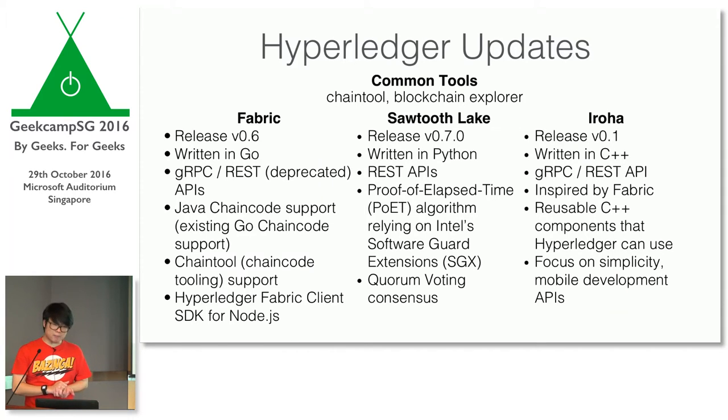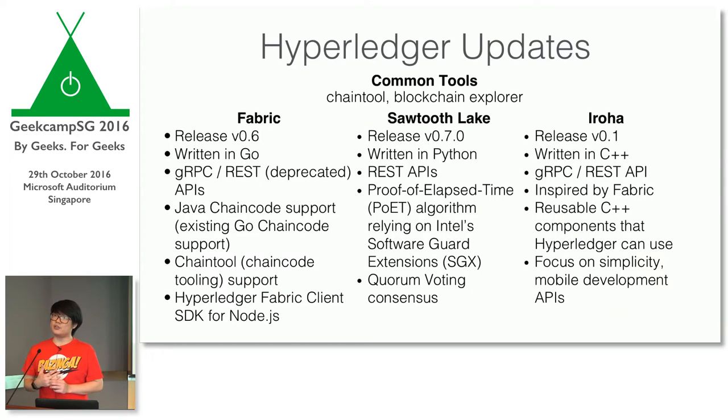Java chain code support was just recently implemented, with Go chain code already in there. Chain 2, which is another language in a way which I don't quite understand, but that's another one that's there. And then what just came out was the HyperLedger Fabric Client SDK, which is just a wrapper of calling the gRPCs or the REST APIs within an SDK, which I'll show you a little bit later.